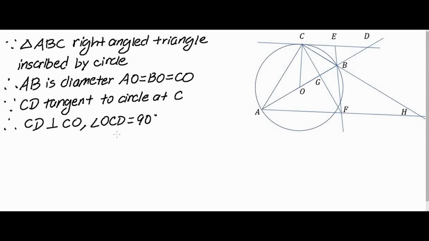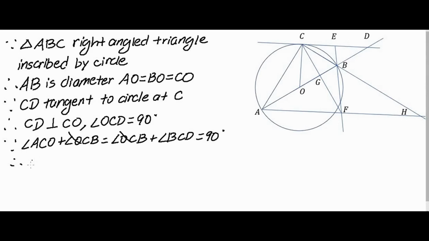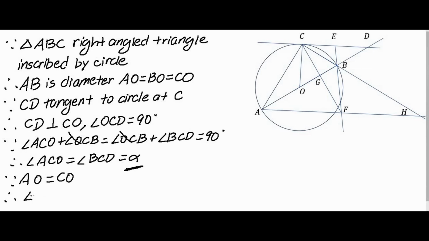Now, it is easy to observe that the right angle ACB is made up of two angles, angle ACO and angle OCB. The other right angle OCD equals angle OCB plus angle BCD. Now, by cancelling out the two OCBs on both sides of the equation, we get that angle ACO equals BCD, and we can label this as alpha. Furthermore, because AO equals CO, triangle ACO is isosceles, which makes angle CAO equal to angle ACO, also equal to alpha. Now, let's look at the two parallel lines.